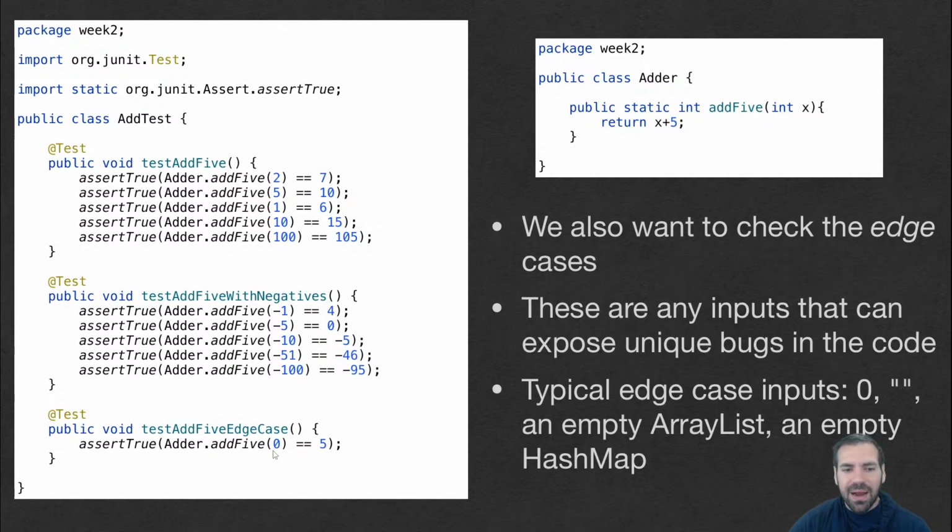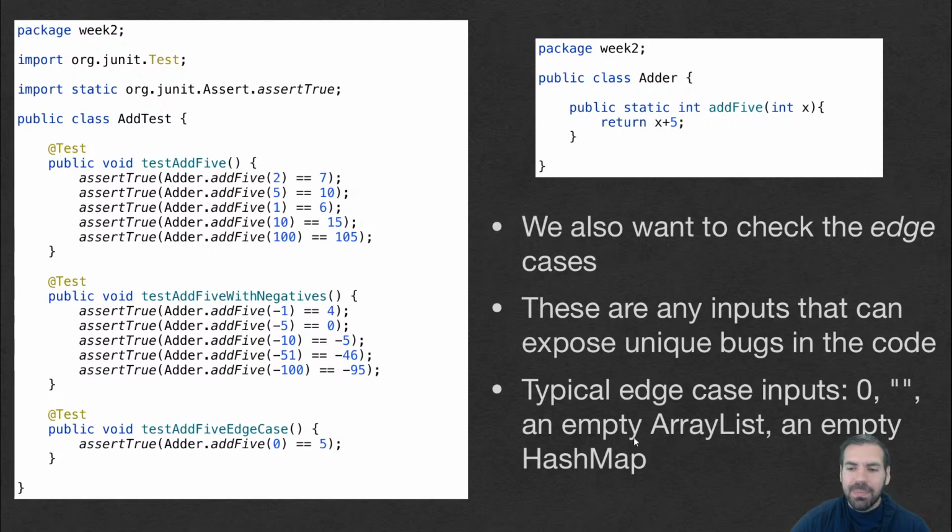So let's add our last test case here, our edge case. We always want to think of the edge cases as well. We don't want to miss that in our testing. And on this one, the edge case is 0. Commonly, any of these inputs for numeric values, 0. For strings, empty string.